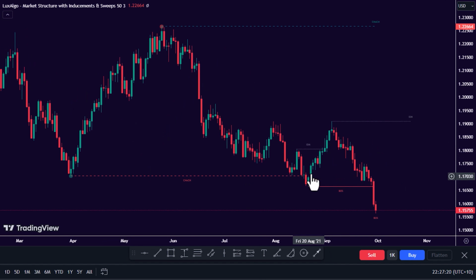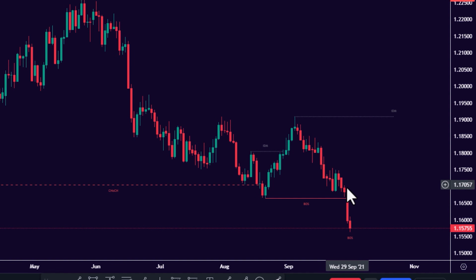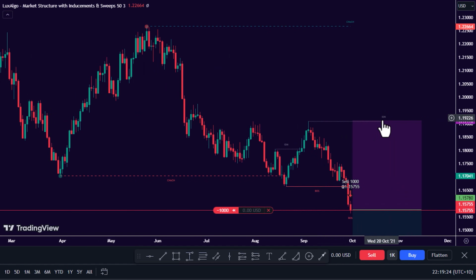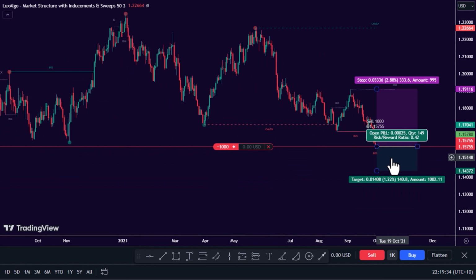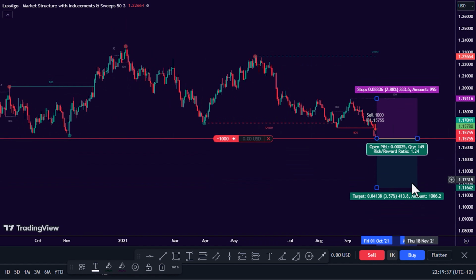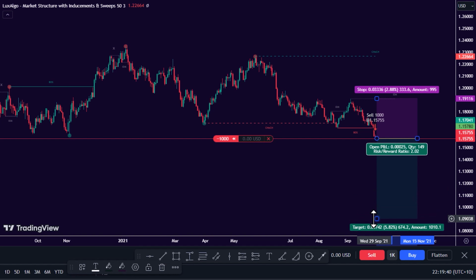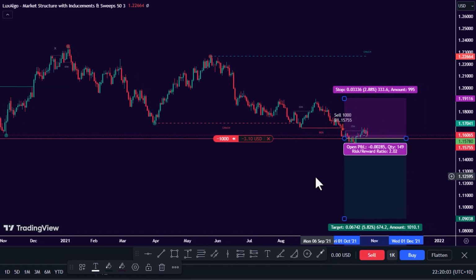The red change of character, plus the new IDM formed, should act as potential resistance for the price. Finally, traders can execute a sell entry once the price closes below the lower red BOS in the new bear trend. Stop loss should be placed above the IDM structure. Trend-following traders can exit the bearish market once there is a strong bullish breakout of the green change of character in the downtrend market.